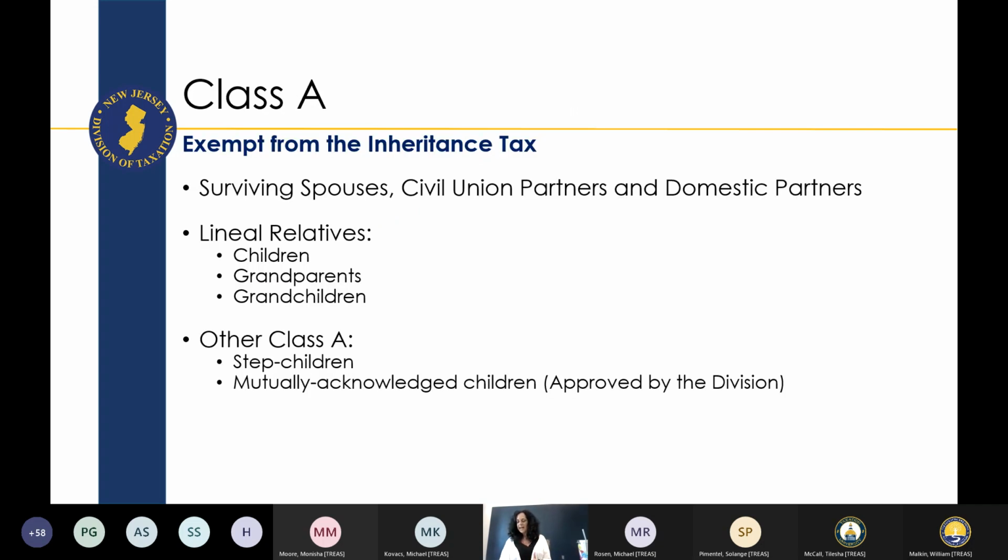Class A, exempt from inheritance tax. This includes the following: surviving spouses, civil union partners and domestic partners, and lineal relatives. So it's going up and down your family line: children, grandparents, grandchildren, anyone who is down that bloodline. Other Class A would be stepchildren. And then we also have mutually acknowledged children. This is a special class for people. It would have to be approved by the division.